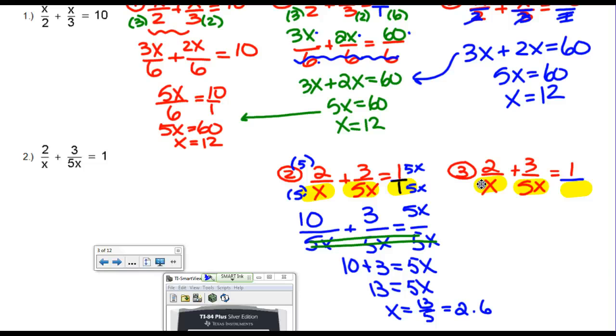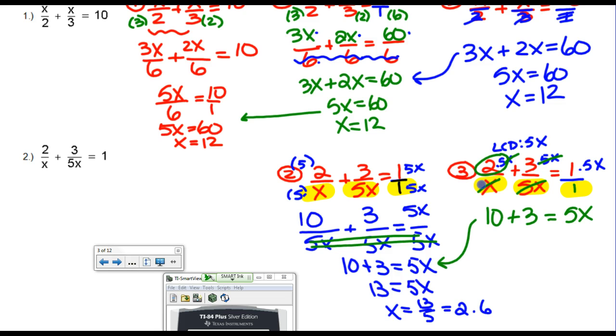So the LCD is 5x. So we're going to multiply each fraction by 5x, or each term. And then we're going to reduce before we multiply. So x and x reduce, and then you have a 5 times 2, which is 10 left. 5x and 5x cancel. And this was just a placeholder. And again, notice it's the same line. All right, so 13 equals 5x. And then again, x is 13 over 5, or 2.6.